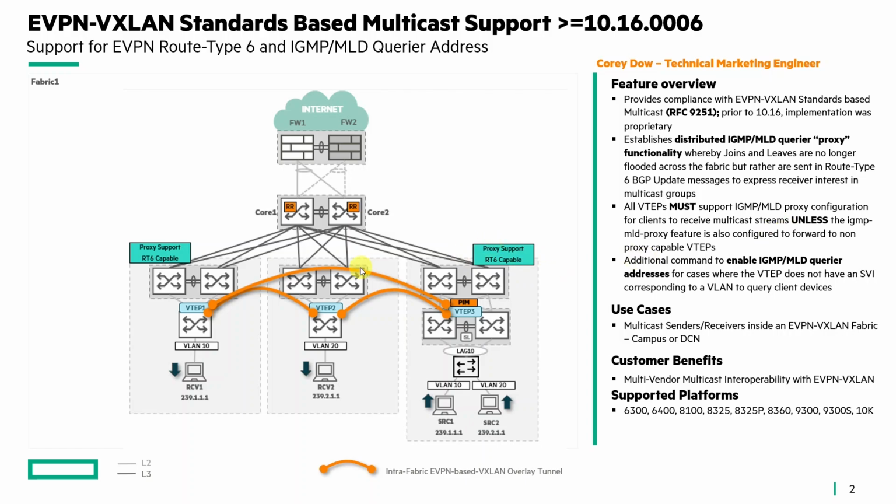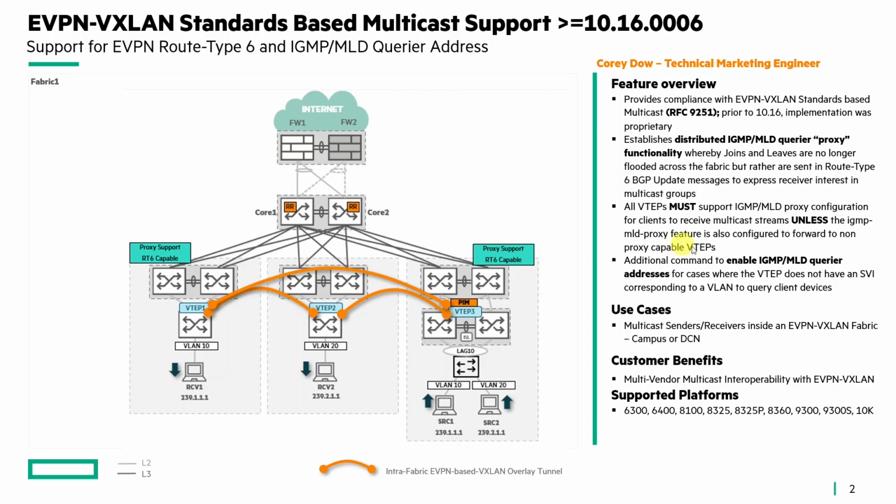So as an example here, VTEP2 is not proxy support or RT6 capable. So any joins expressed by receiver 2 will never be expressed in the BGP update message. The sender in this case for VTEP3 would just ignore that unless you specify that command line parameter, and then it would forward not only to the proxy RT6 capable VTEPs, but also to the non-proxy capable VTEPs.